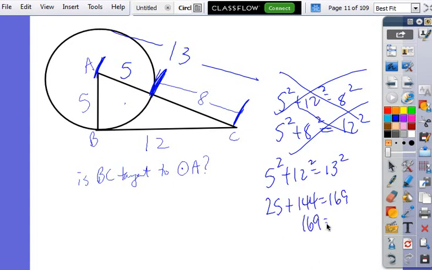What does that tell me? Yes, it's the right triangle in that one. Yes, it's a right triangle, which means you have a right angle, which means yes, it's tangent. This right here does not tell me tangent. This means right triangle. But because of right triangle, I know right angle, and because of right angle, then I can say yes, it's tangent.